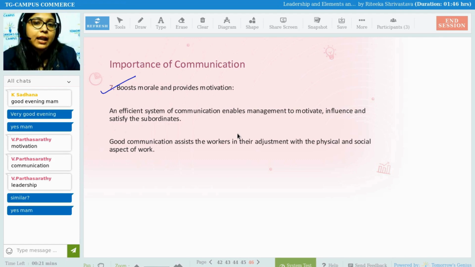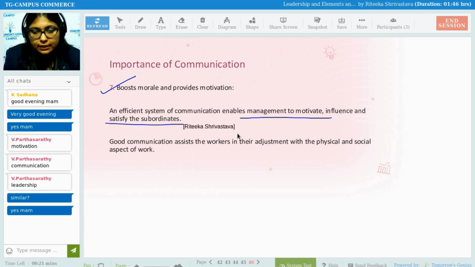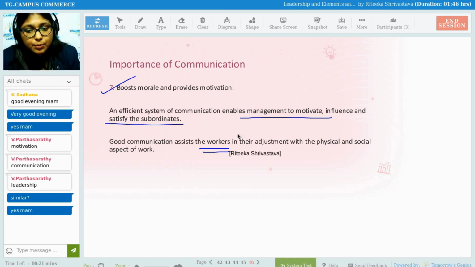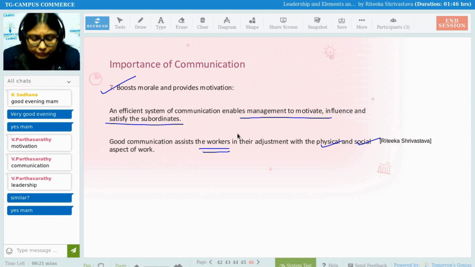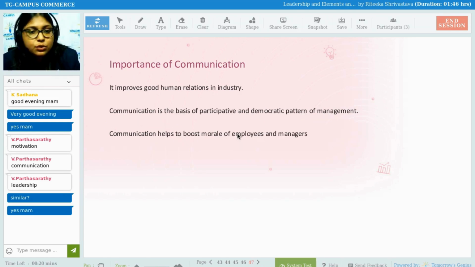Seventh is boosts morale and provides motivation. An efficient system of communication enables management to motivate, influence, and satisfy the subordinates. Good communication assists the workers in their adjustment with the physical and the social aspects of work. If the manager is not communicating properly, nicely, and motivatingly, subordinates will not get satisfied, right? So a manager needs a very good communication style which will influence, motivate, and hence satisfy all the subordinates. Good communication will assist all the workers with all kinds of work, be it physical work or social work.